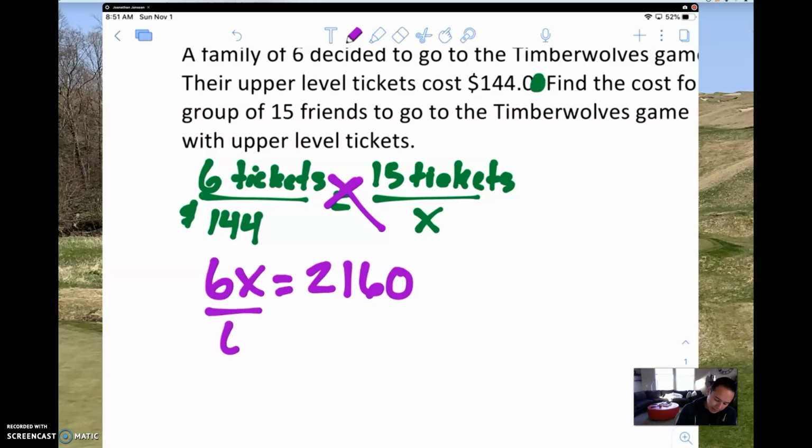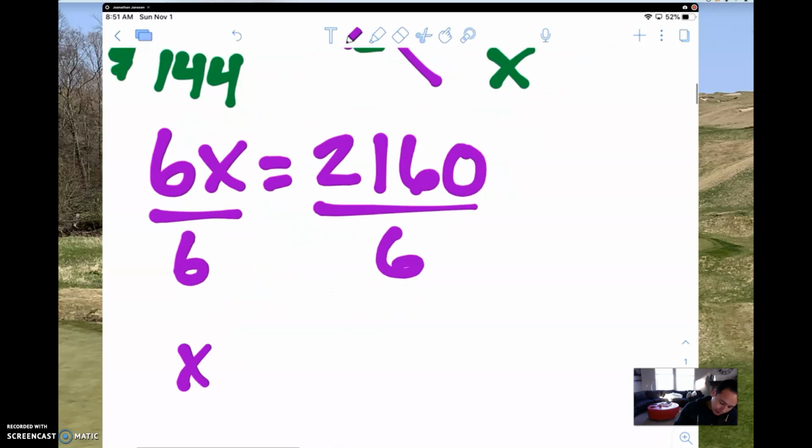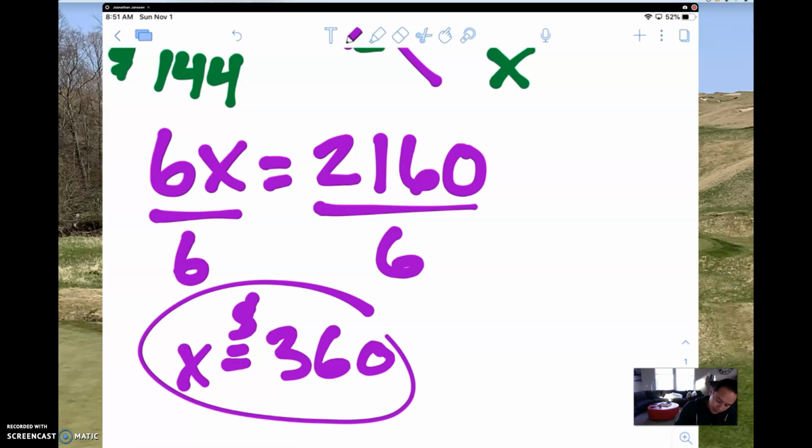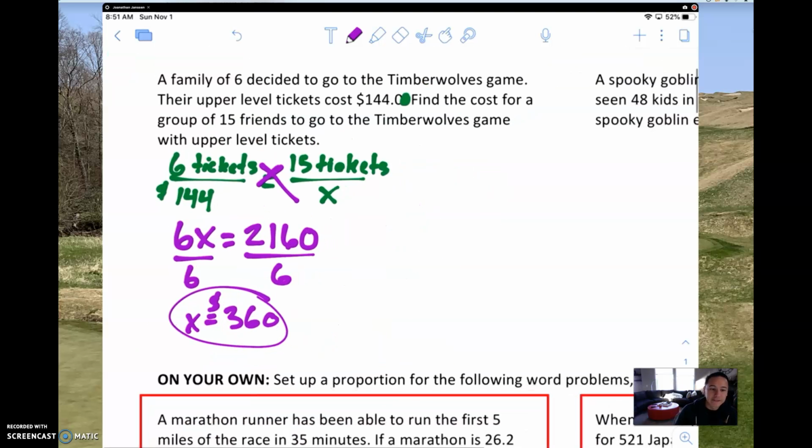Divide both sides by 6. And if we divide by 6, we end up with x equals $360. And there's your final answer. So for 15 people to go to the Timberwolves game, it's going to cost $360.